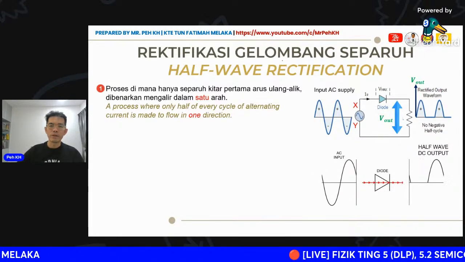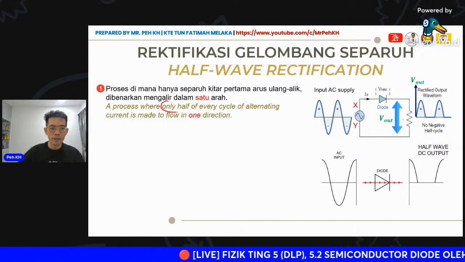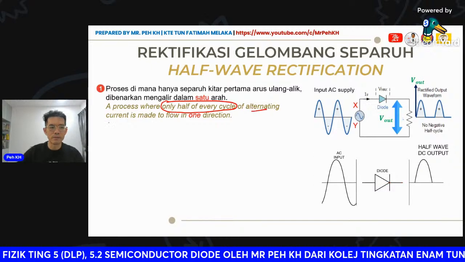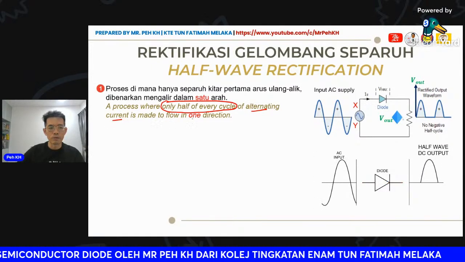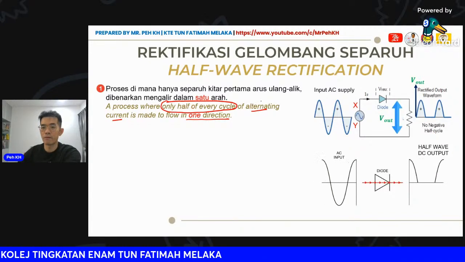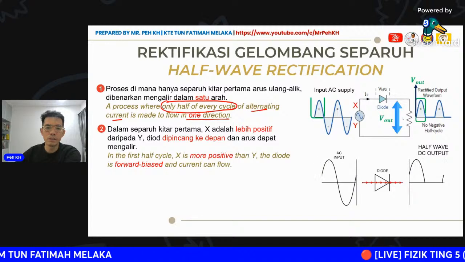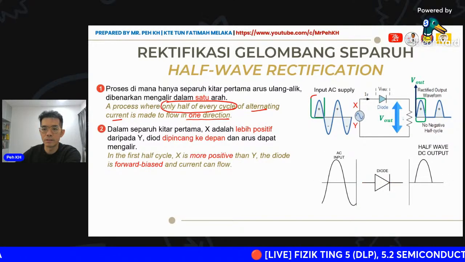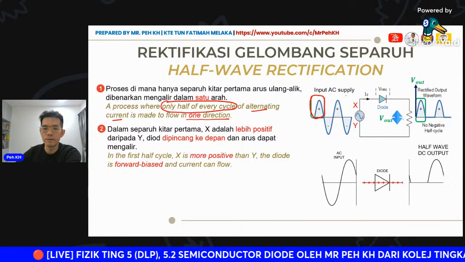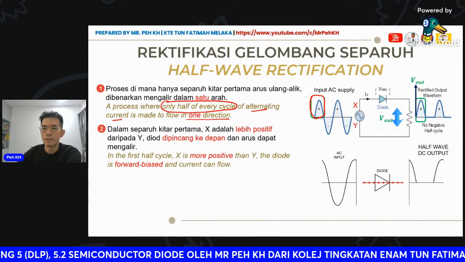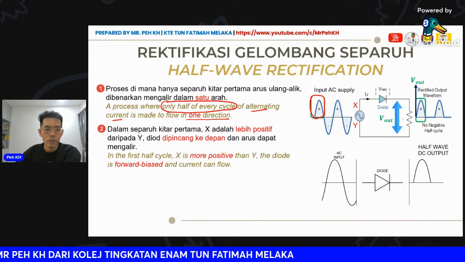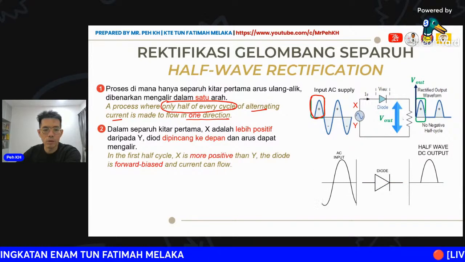The half-wave rectification is a process where only half of every cycle of the alternating current is made to flow in one direction. Okay, so what is meant by the half cycle? The first cycle will be here. So this is an input current, and the input current will be in AC. Okay, so in the first half cycle, X is more positive than Y.